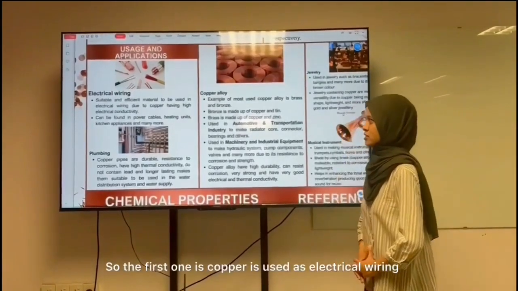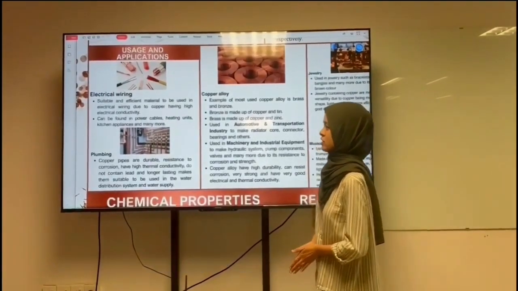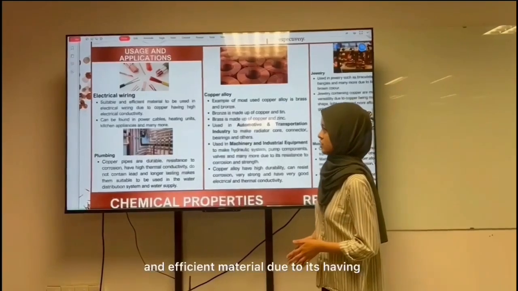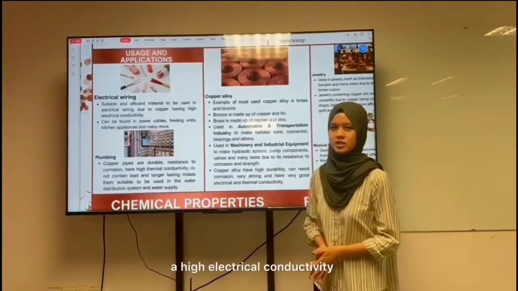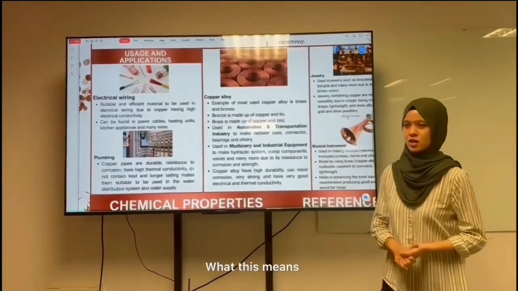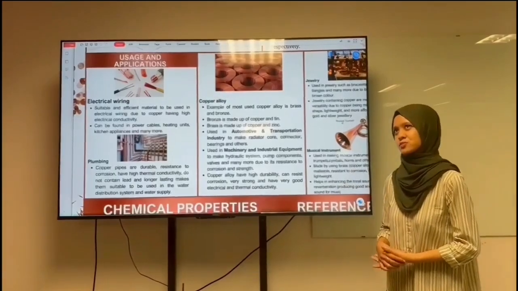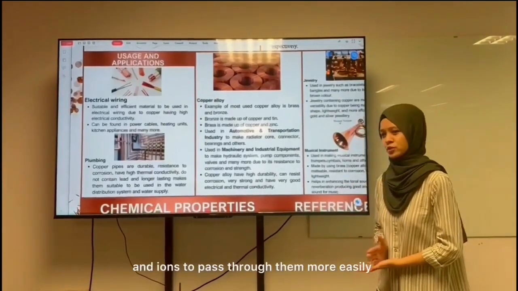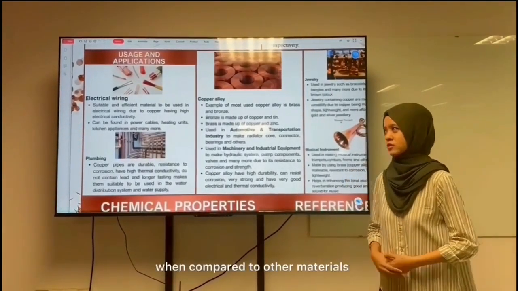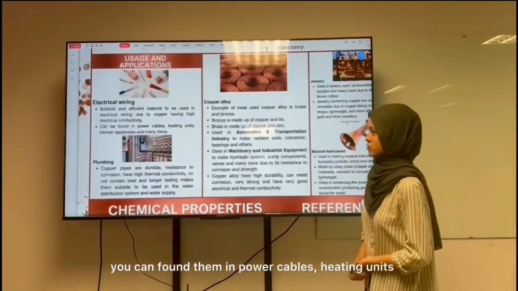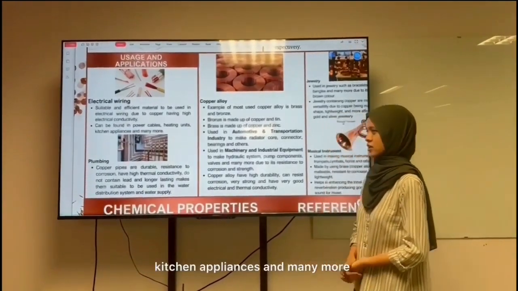The first one is that copper is used as electrical wiring, and this is because copper is a suitable and efficient material due to its high electrical conductivity. What this means is that copper allows charged particles such as electrons and ions to pass through more easily when compared to other materials. So where can we find electrical wiring? We can find it in power cables, heating units, kitchen appliances, and many more.